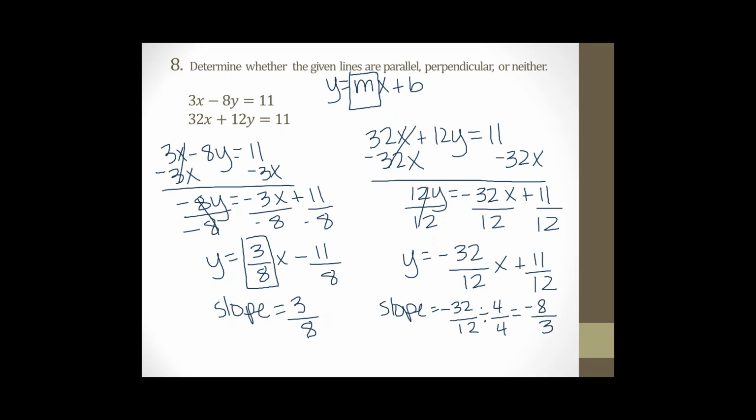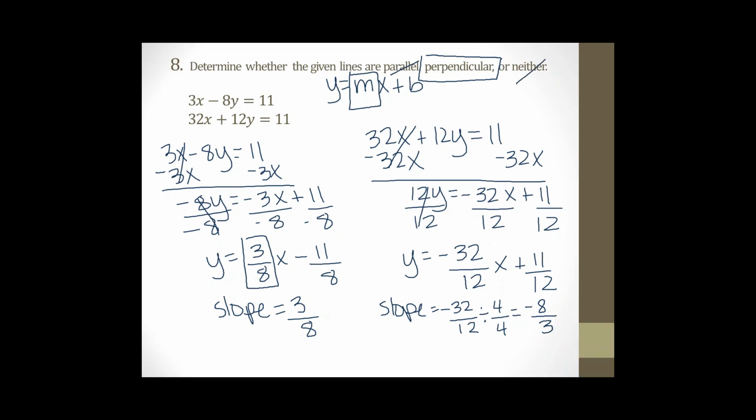So if we compare the first and second slopes, they definitely are not equal, so that would rule out parallel. And perpendicular lines have negative reciprocal slopes. You flip and change the sign. So 3 over 8 and negative 8 over 3 are negative reciprocals. So our two equations are perpendicular. And of course it's not neither because it's perpendicular.